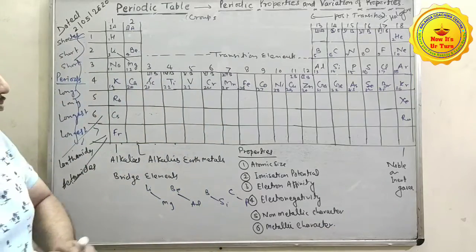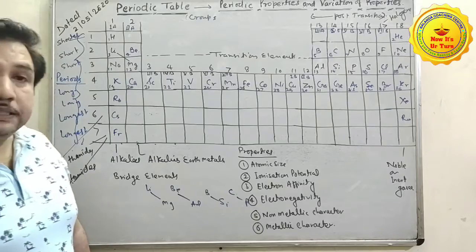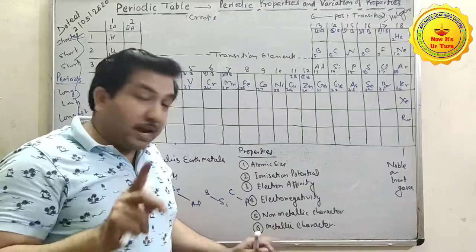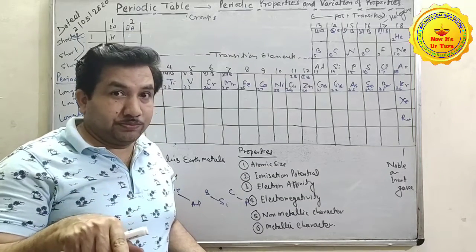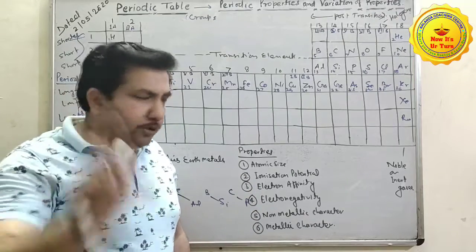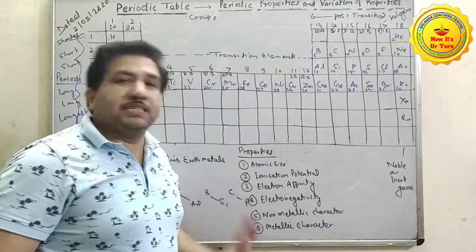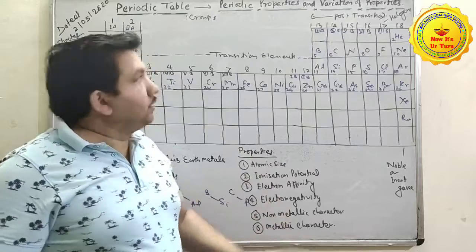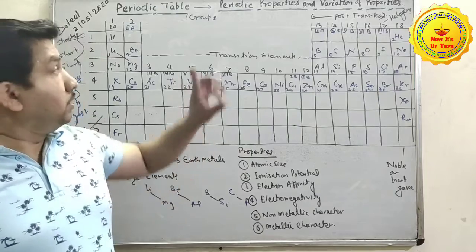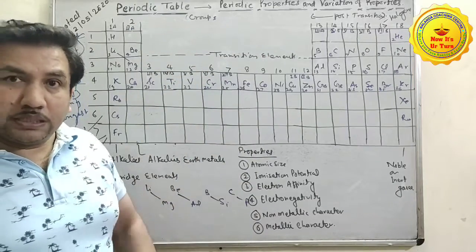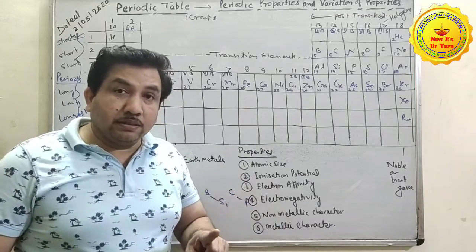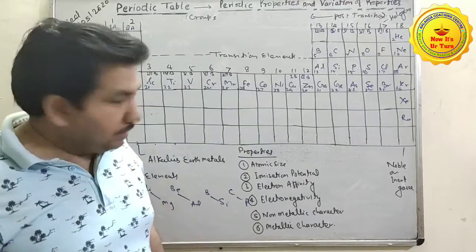Clear? We have these main properties which we have studied here, and their causes also. It means this is the main or important portion of this chapter: periodic table, periodic properties and variations of the properties. Because this is the main topic. Here we have learned the definitions of these as well as their reasons and causes. Clear?